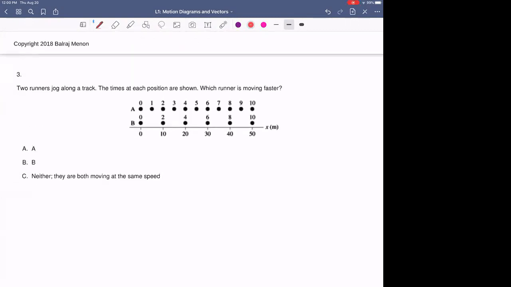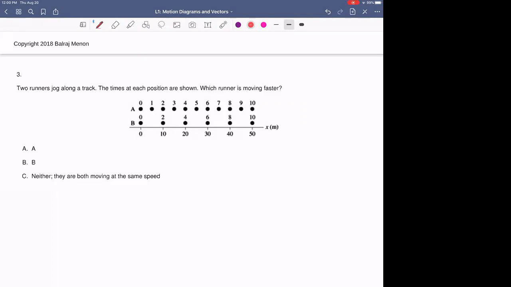Here's another question. Two joggers jog along a track. The times at each position are shown. Which runner is moving faster? Again, I'm just giving you some time to think about it before I give the answer.